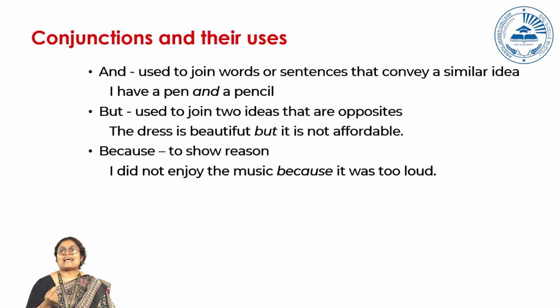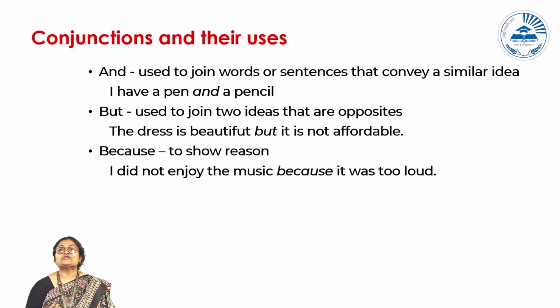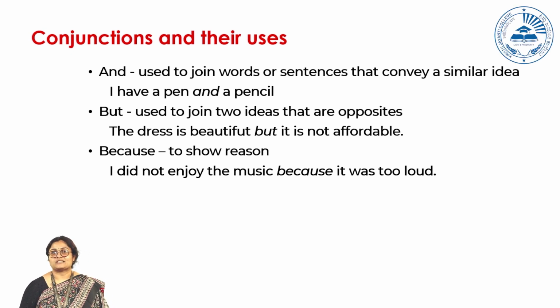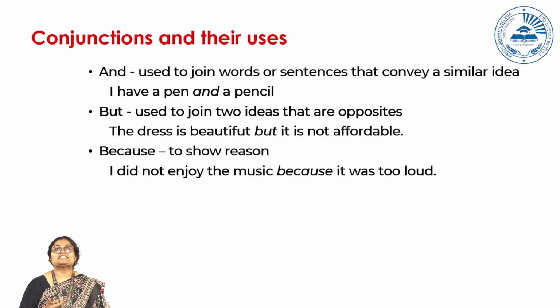Now we will look at another conjunction, but. Generally, but is used to join two ideas that are opposites. The dress is beautiful, but it is not affordable. So in this sentence, you are saying that the dress is beautiful, but it is not affordable. So the fact that the dress is beautiful is a positive attribute, but it is not affordable becomes a negative attribute. So we are introducing two contrasts in the sentence and connecting them using the conjunction but.